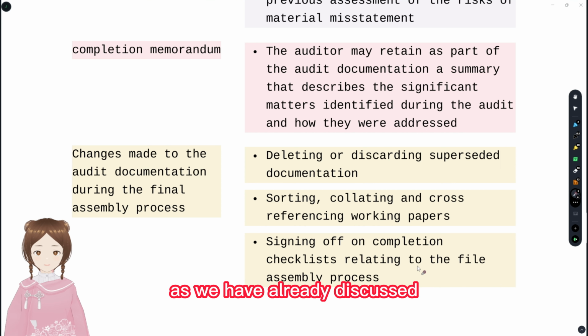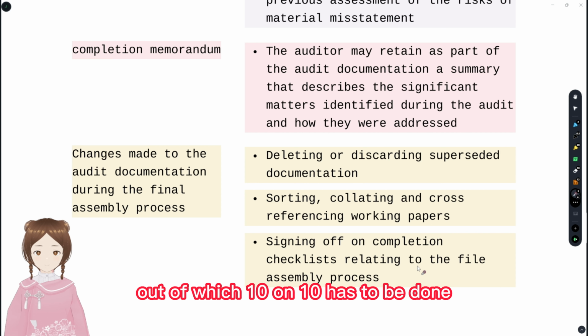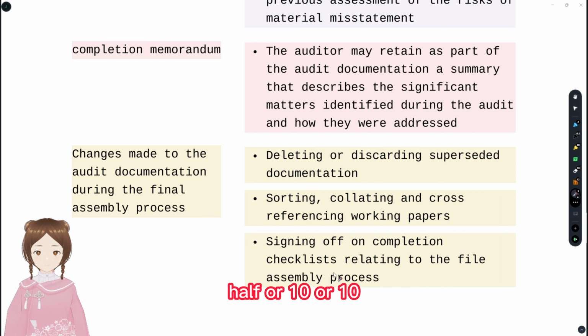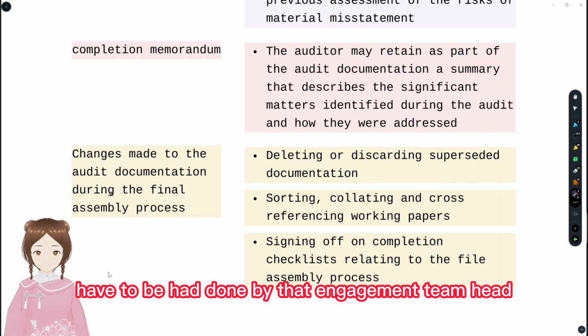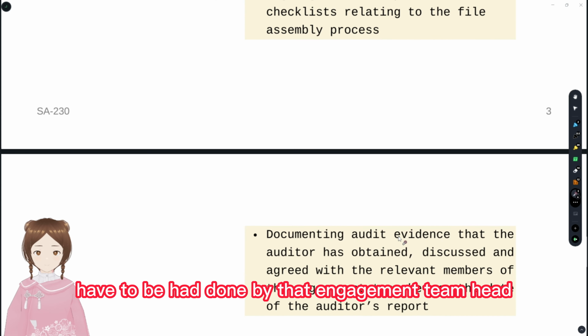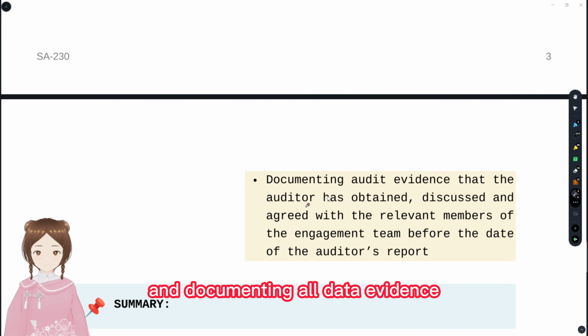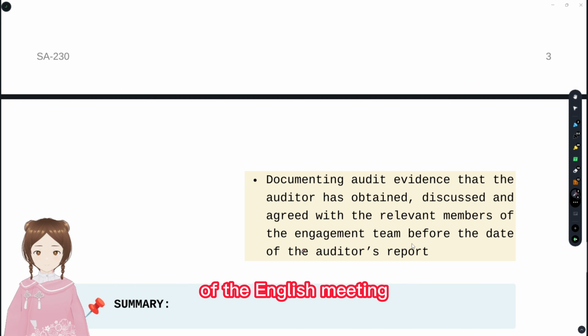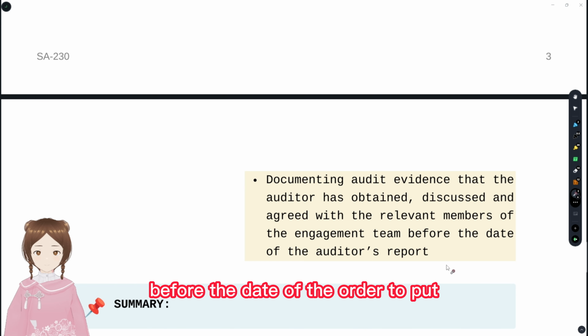As we have already discussed, they have given 10 instructions, out of which 10 on 10 have to be done. You have to sign that all 10 have been done by the engagement team head. And documenting audit evidence that the auditor has obtained, discussed, and agreed with the relevant members of the engagement team before the date of the audit report.